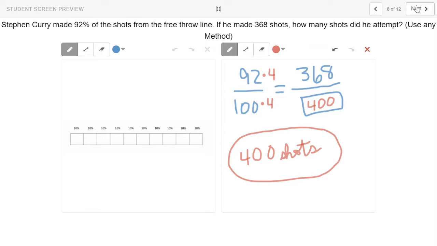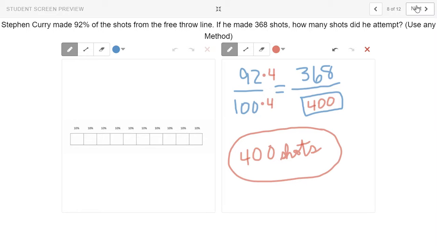Stephen Curry made 92% of the shots from the free throw line. If he made 368 shots, how many shots did he attempt? So I actually set up a proportion with this one. Since Stephen Curry made 92 out of 100, I wrote 92 over 100. He made 368, which represents the part on top.